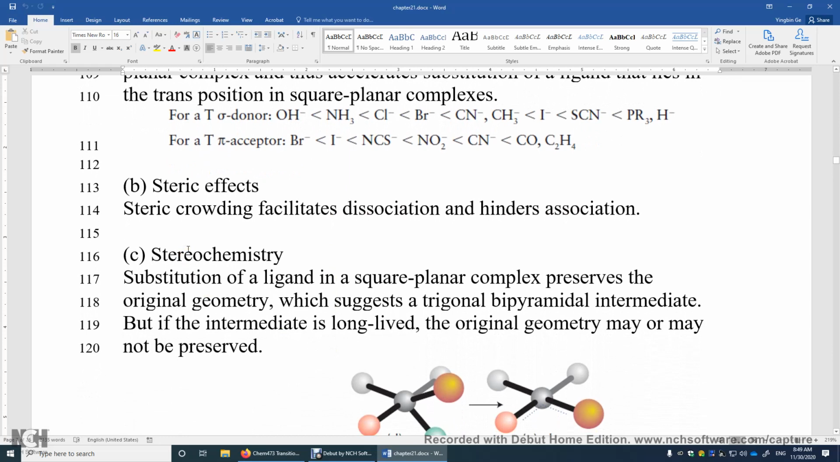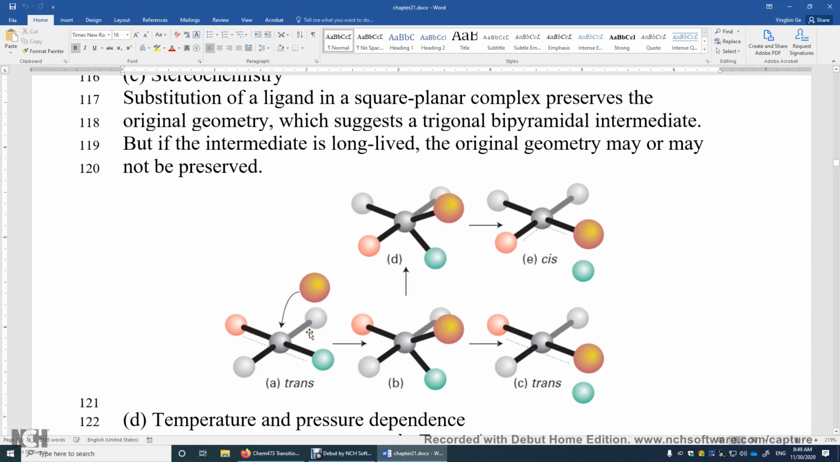Subsection C, stereochemistry. If you look at a ligand substitution reaction of a square planar complex, and you see 2 ligands in the trans position before the reaction that still remain in the trans position after the ligand substitution reaction, then very likely it's an association mechanism with this transition metal center forming 5 bonds. Okay, 5 bonds in the intermediate structure. So why 5 bonds? Well, this is because this entering ligand forms a bond with the transition metal center. Meanwhile, the bond between the transition metal center and this leaving group is not broken.